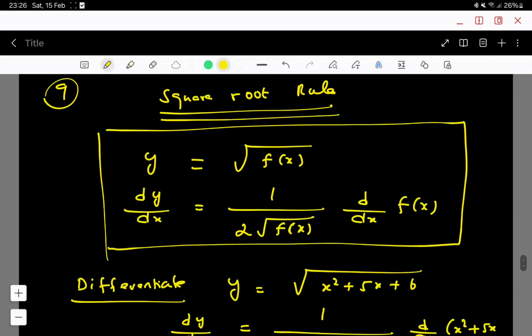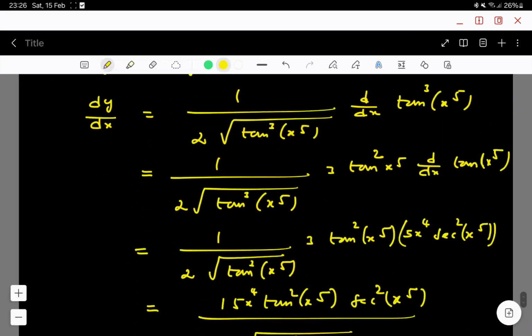For under root f of x, we follow this rule: 1 by 2 times root f of x times d by dx of f of x. Root f of x is f of x power 1 by 2. To differentiate, we apply the power rule: 1 by 2 f of x power 1 by 2 minus 1 into d by dx of f of x, and we get this answer.